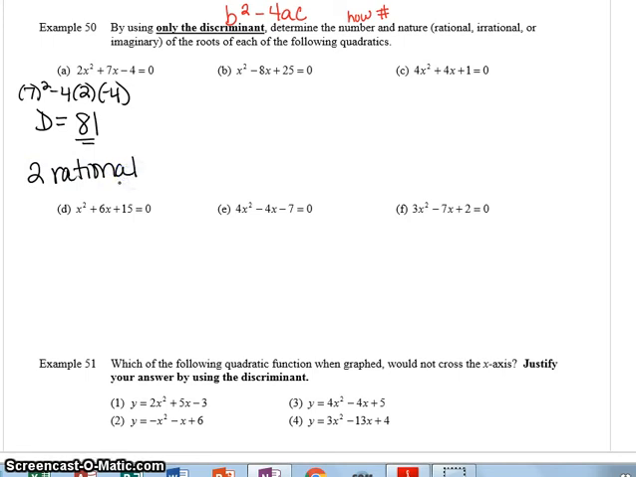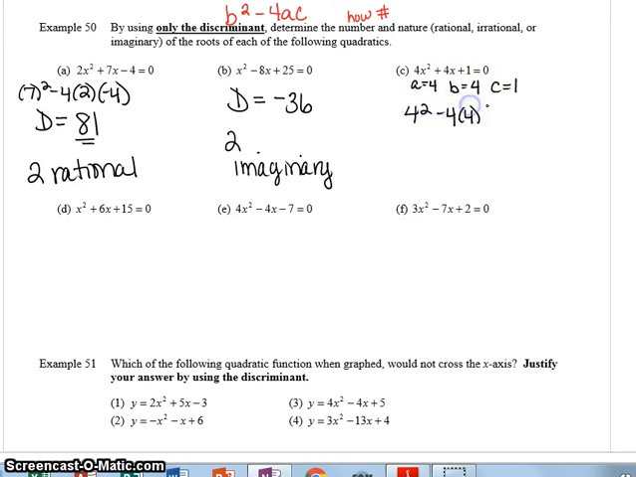Part B. Calculate b squared minus 4ac. You're going to get your discriminant is negative 36. The second you see that negative, you know there's 2 imaginary. Anytime it's negative, it's imaginary. Part C. If you need a refresher again, A is 4, B is 4, C is 1. B squared minus 4 times A times my C, I'm going to get that my discriminant is 0. It's 16 minus 16. Anytime it's a 0, there's 1 rational. That's the tangent. That means it's sitting right on the x-axis.